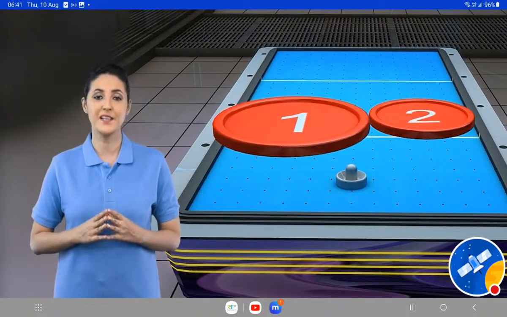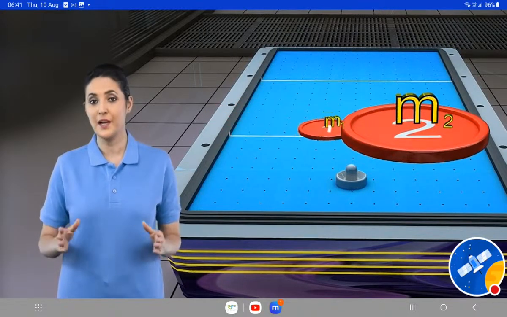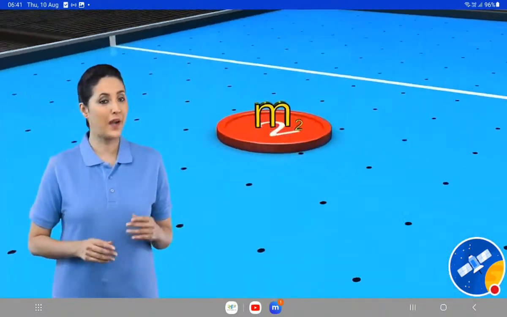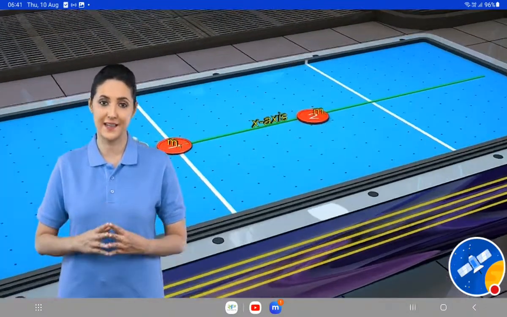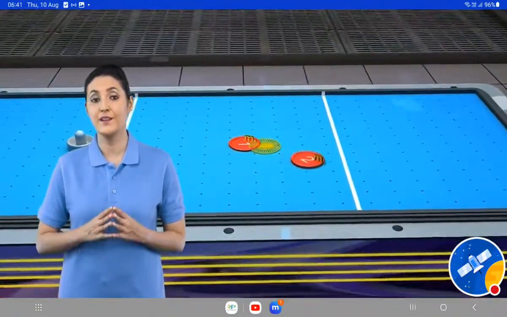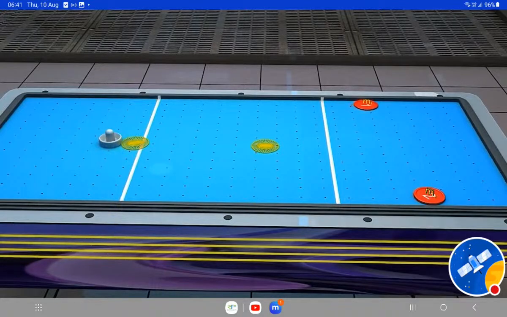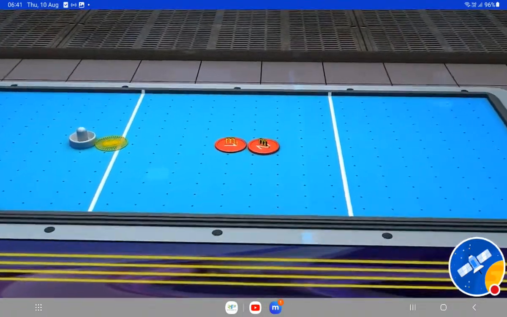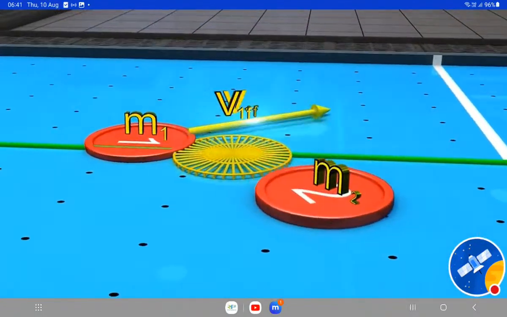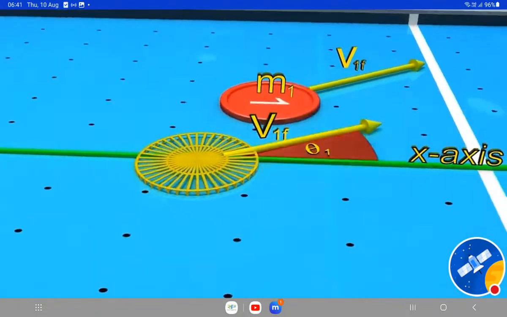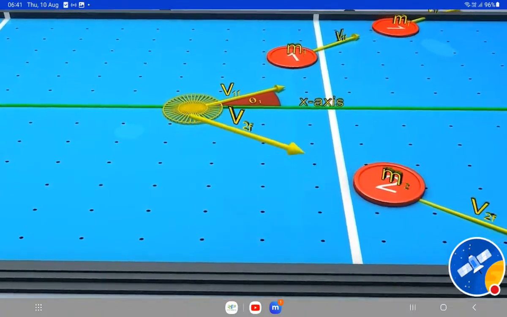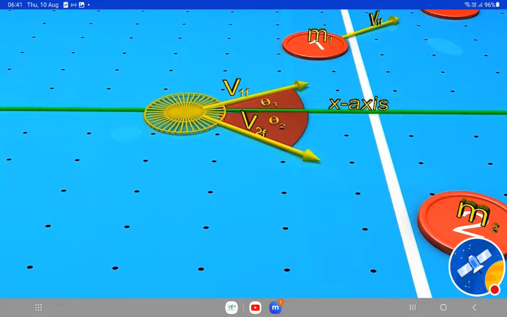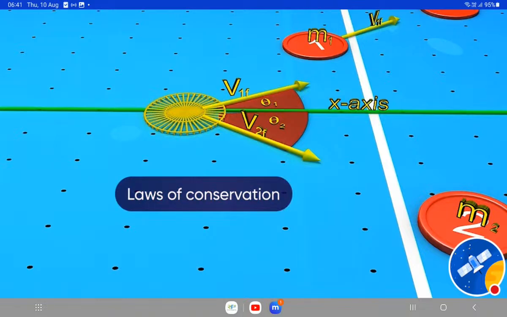Assume puck 1 has mass m1 and puck 2 has mass m2. While puck 2 is initially at rest, puck 1 moves along the positive x-axis with an initial velocity vector v1i. Both the pucks collide, and after the collision, puck 1 moves with a velocity vector v1f at an angle theta 1 with the x-axis, and puck 2 moves with a velocity vector v2f at an angle theta 2 with the x-axis. Now let us apply the conservation laws for such a collision.